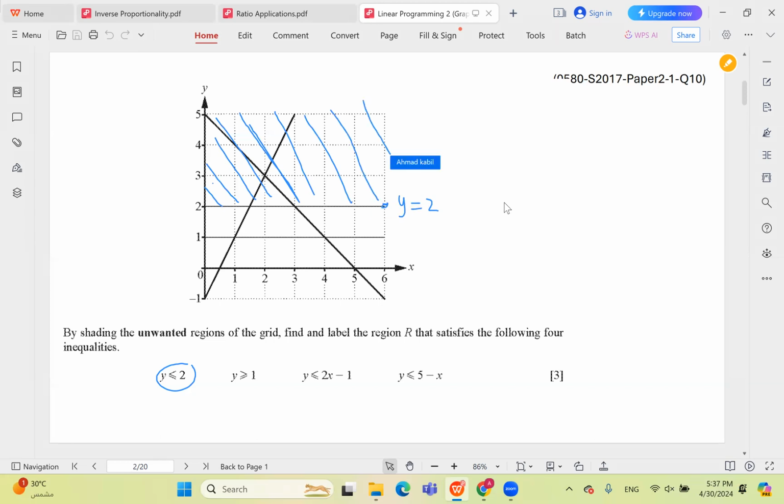This is all undesirable. Now we have y greater than or equal to 1. So we don't want anything below the 1. This is y equals 1, of course, here. So anything below that is undesirable as well.